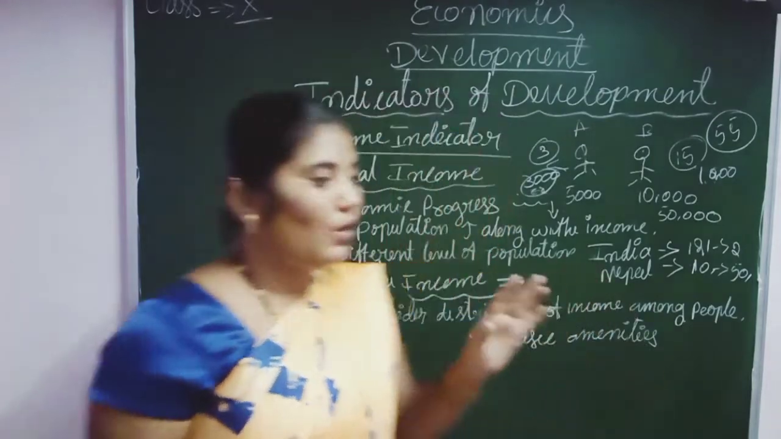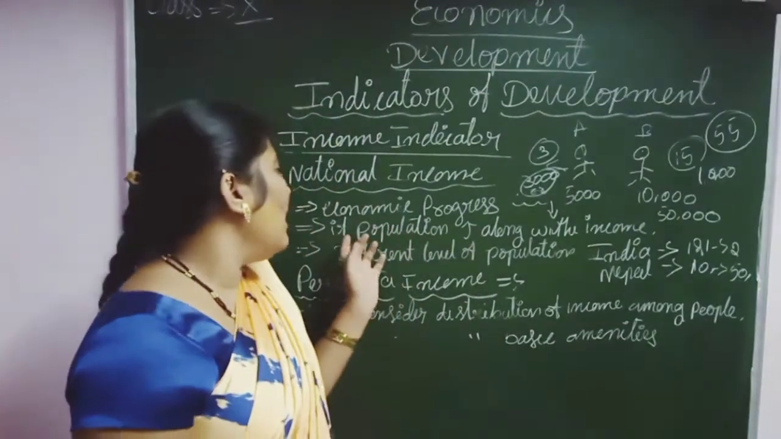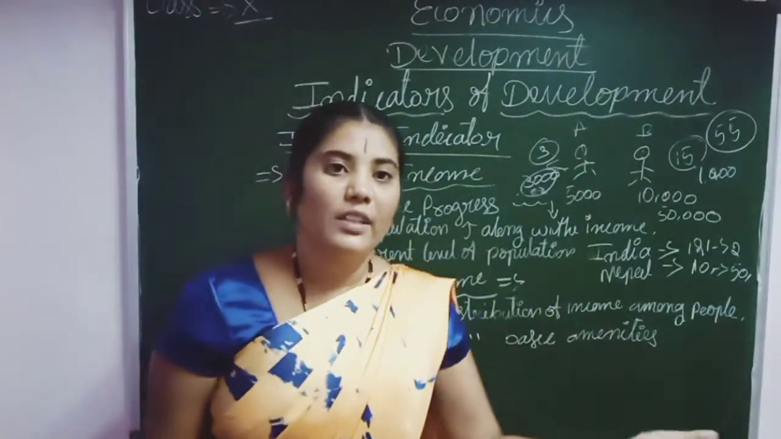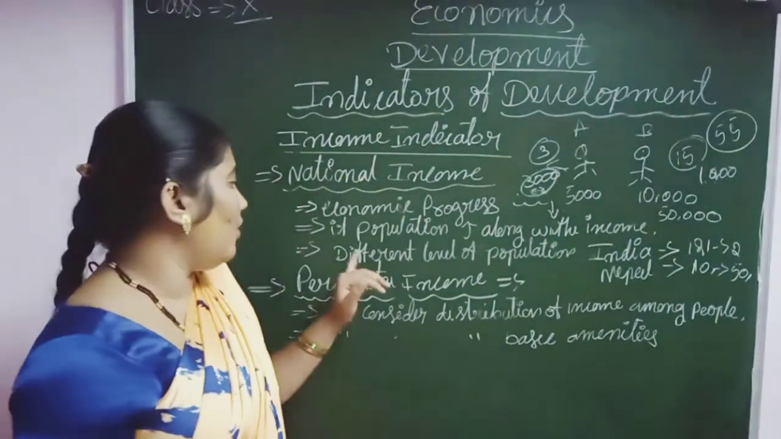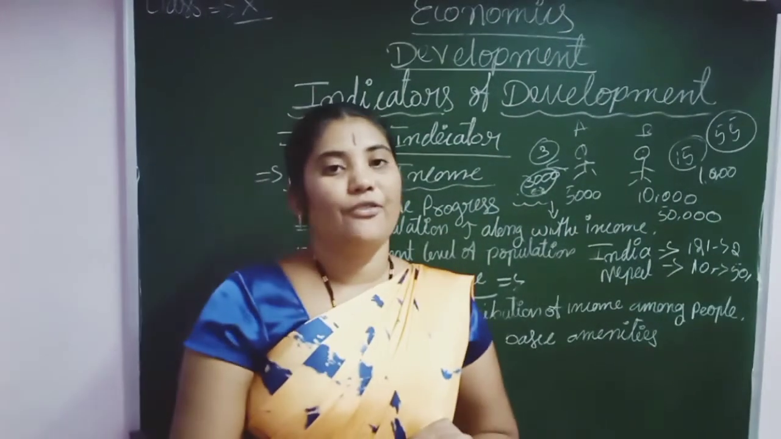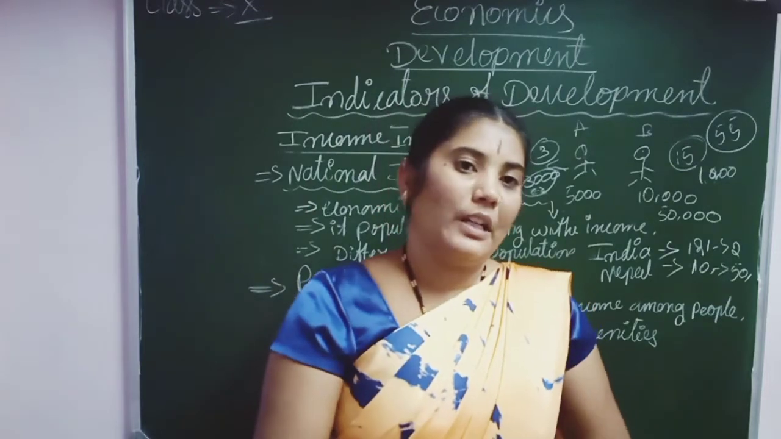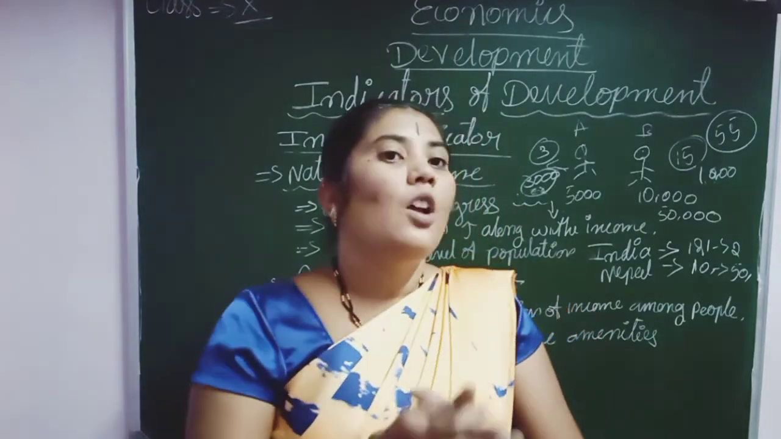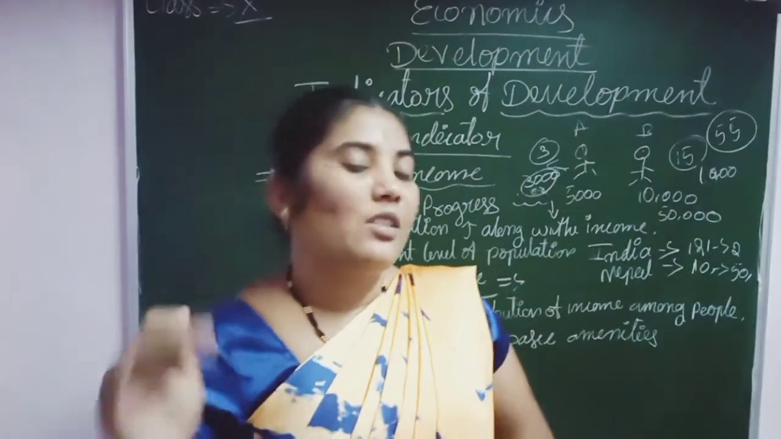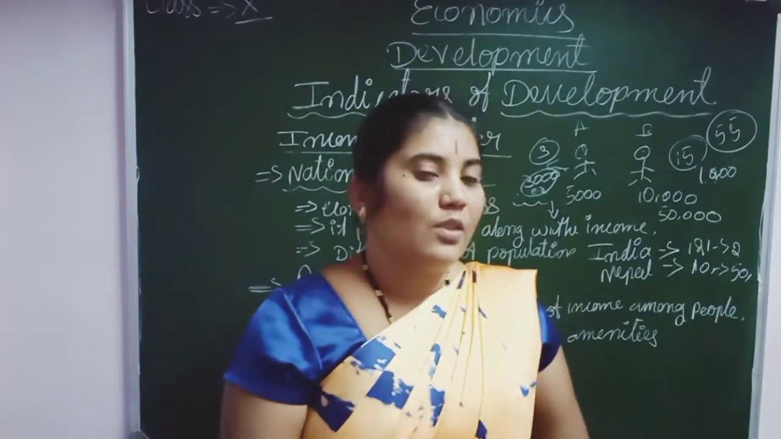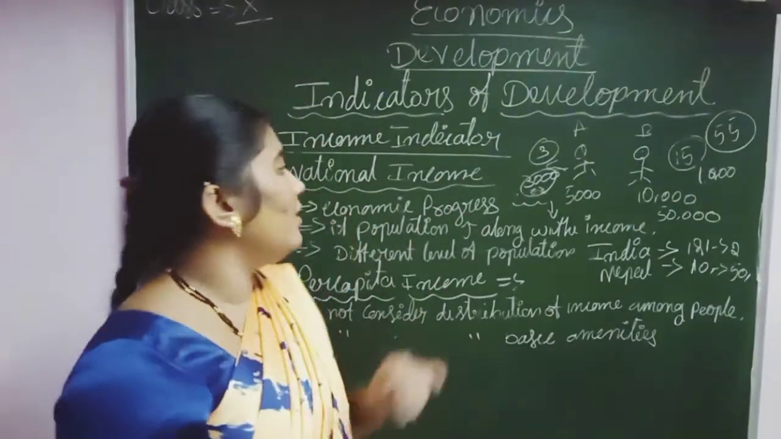Yes, you should write these three points: economic progress becomes depressed. Otherwise, if the population increases along with the income, it is not considered a true measure of development. And different levels of population exist in different countries. A low-population country has low national income, and a high-population country has high national income. So we do not consider national income a true measure of economic development. Understand? It is not a true measure to measure economic development. This is all about the national income.